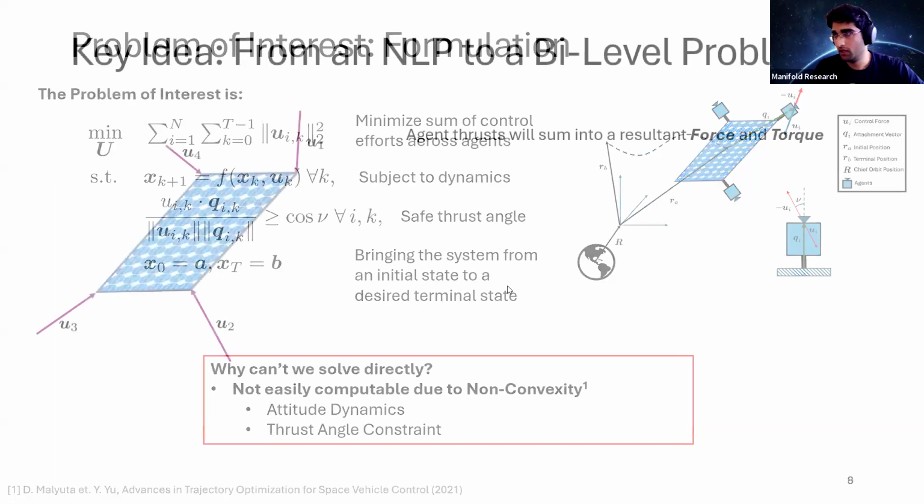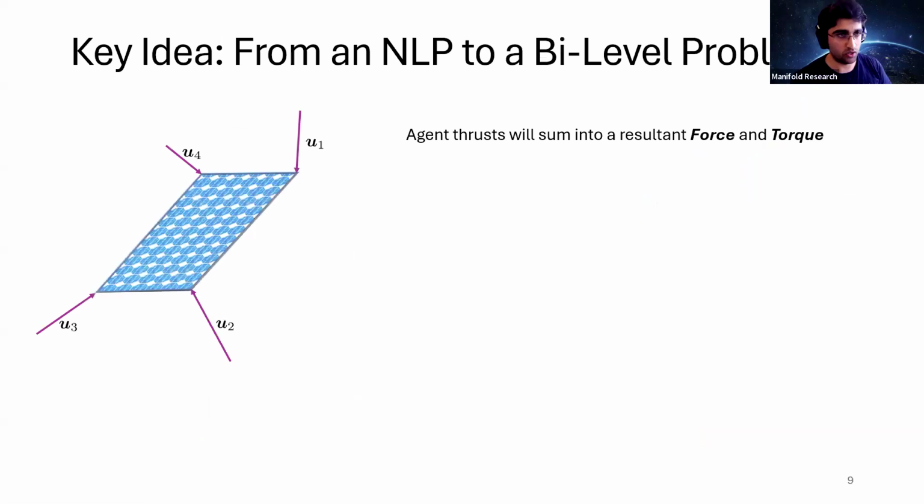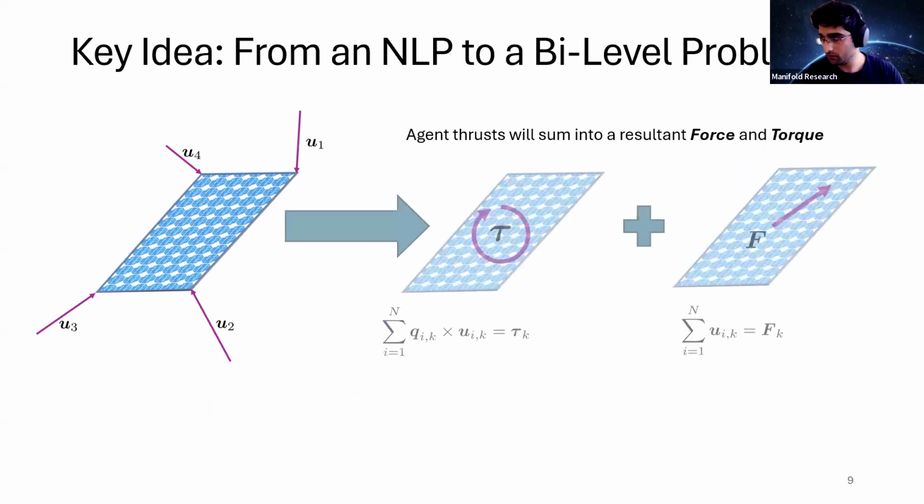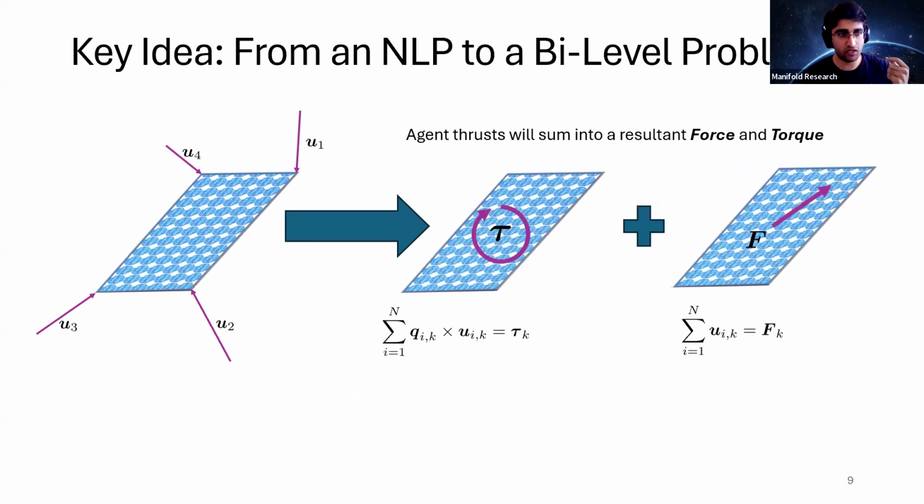Okay. So that brings us to the key idea of this work. And the key idea here is pretty simple, actually. We want to take that original nonlinear problem and split it into two problems. And we can do that because the position and velocity of the payload only depend on the force applied to the payload. And the attitude and angular velocity only depend on the torque that's applied to the payload.